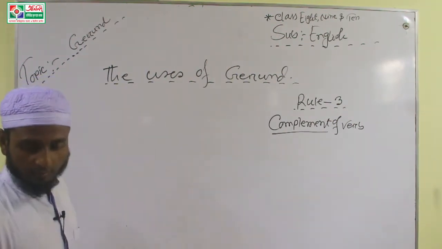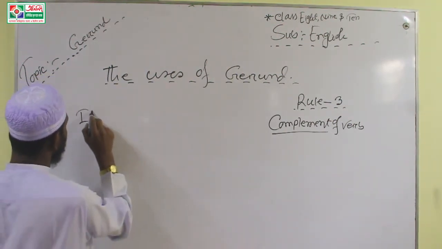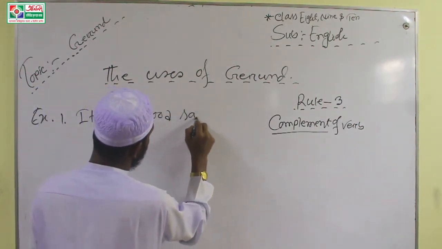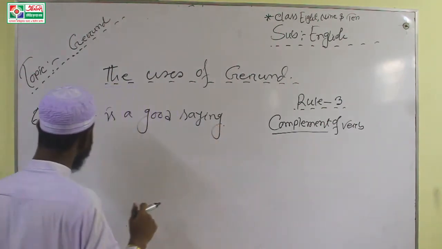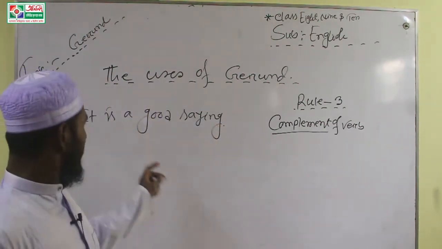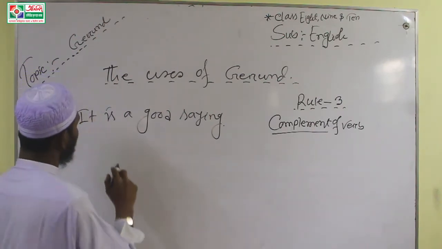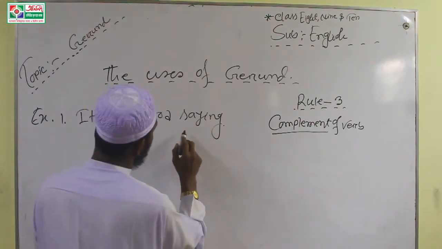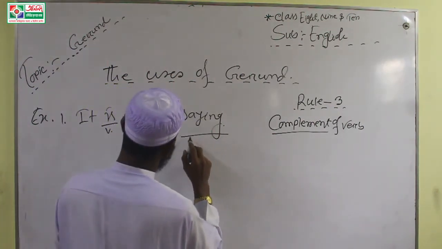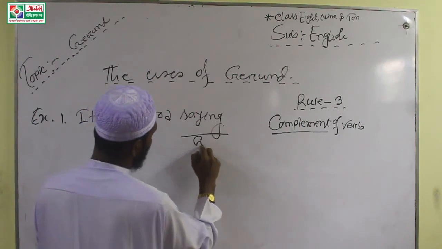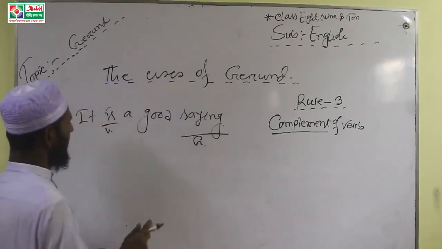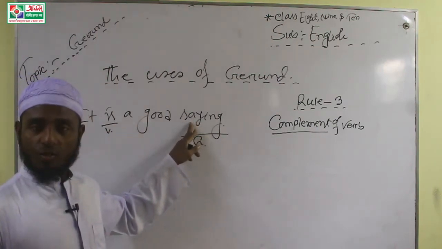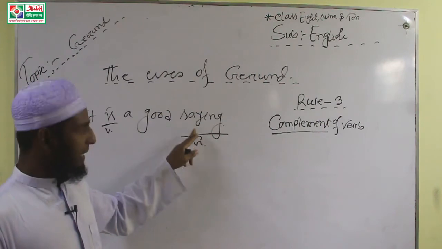Example, it is a good saying. This is verb, and good saying, this is a complement, that means gerund. Is here is verb, and saying is complement in this sentence, that means gerund.